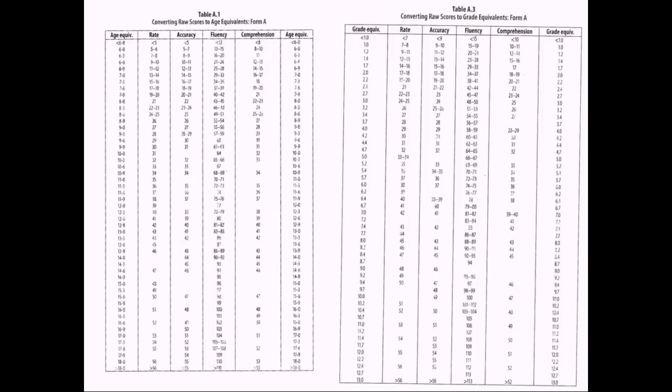Here are tables for converting the raw scores to age equivalents, and then on the right, converting the raw scores to grade equivalents. This is why it's so important to have the correct chronological age calculated in the first place, because if you make a mistake on the chronological age, then basically you're reading the wrong normative table. It's also important that you follow the instructions for calculating the scores and making sure that you've given them credit for anything below the basal.